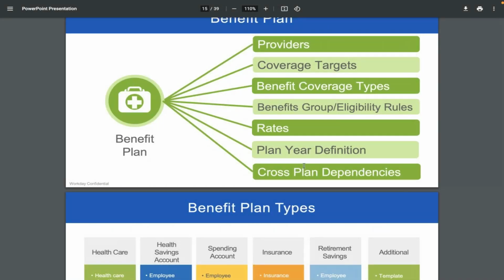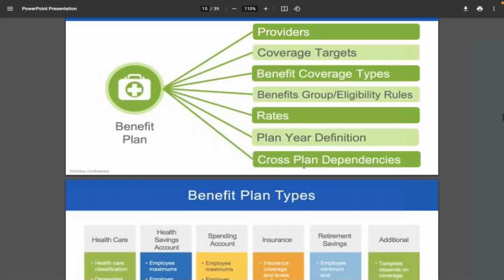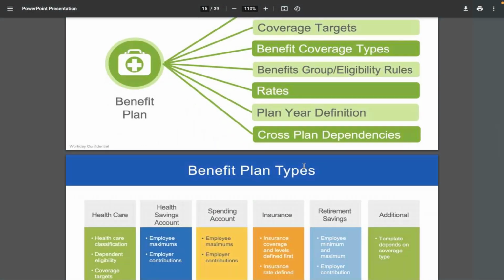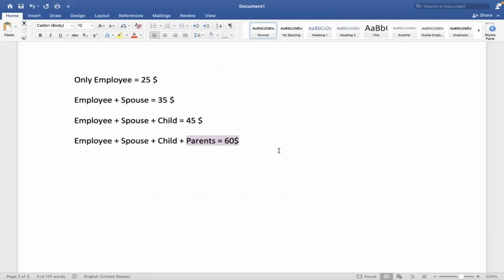And then cross plan dependencies. Most interesting and important. There might be cases. Cross plan dependencies mean, let's say I have benefit plan A and I have benefit plan B. One customer will say that if any employee enrolls into benefit plan A, it is mandatory that the employee has to enroll into benefit plan B. Let me repeat. If any employee enrolls into benefit plan A, it is mandatory that the employee has to enroll into benefit plan B.